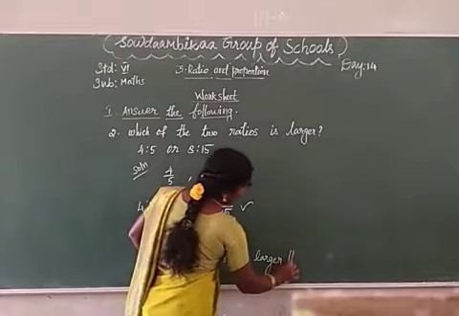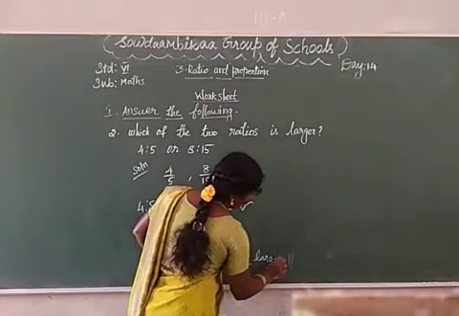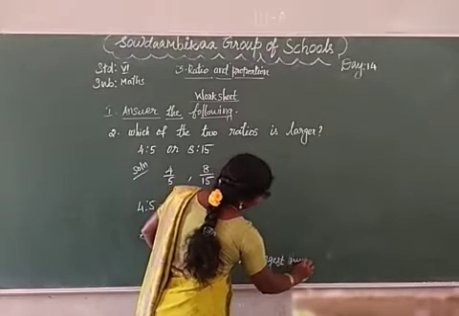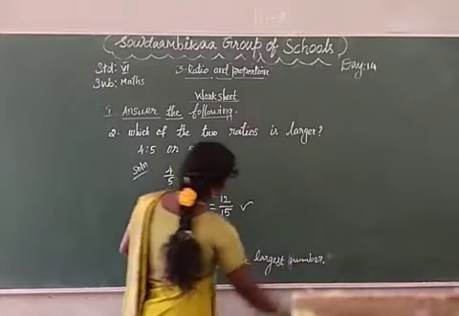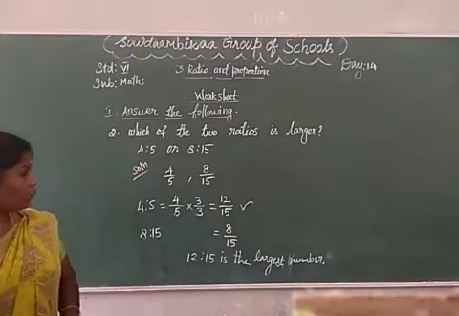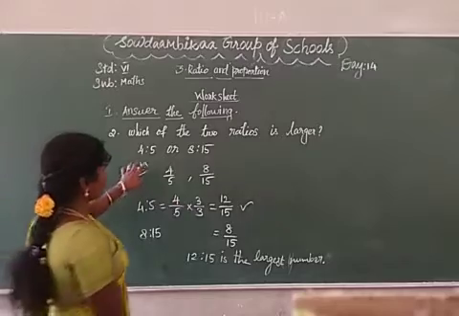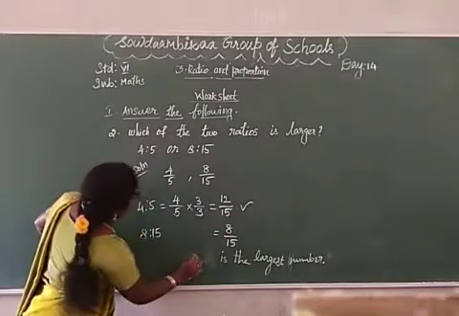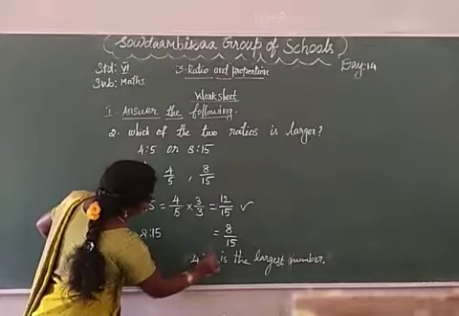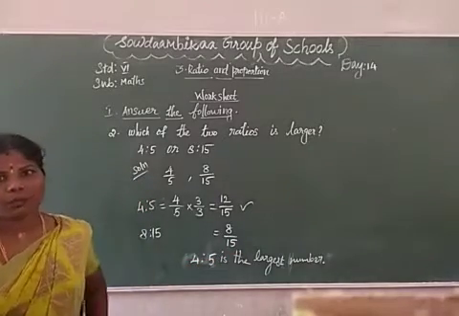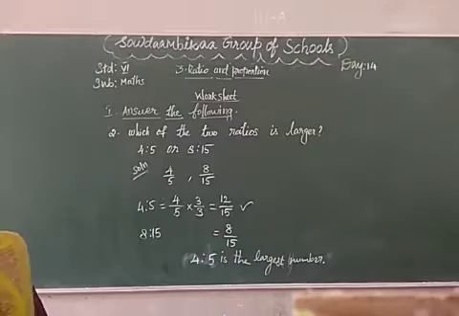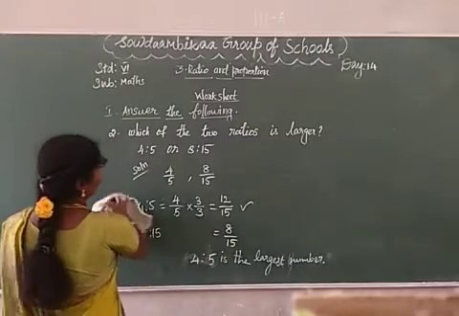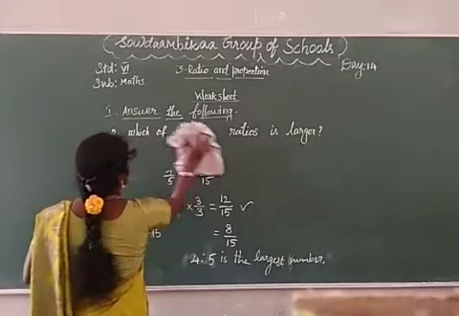Larger number or largest number. Okay, 12 divided by 15, so 4 is to 5 is the larger number. Okay. The next sum.